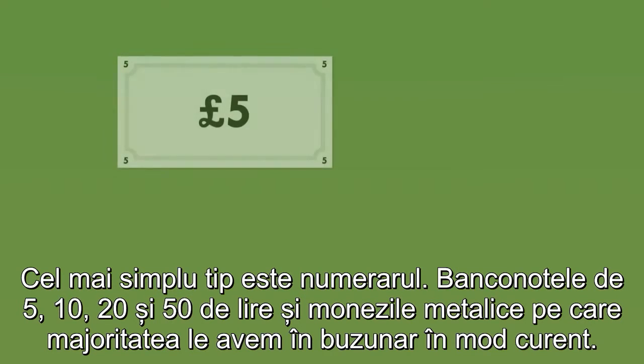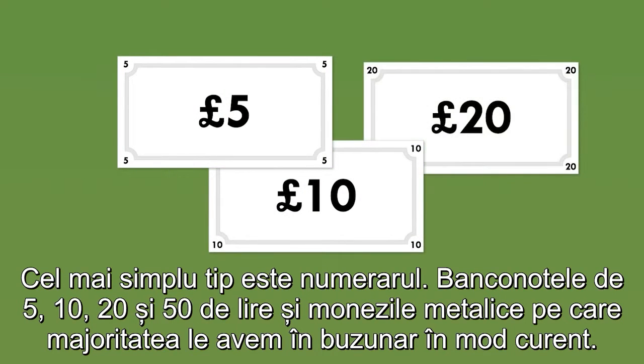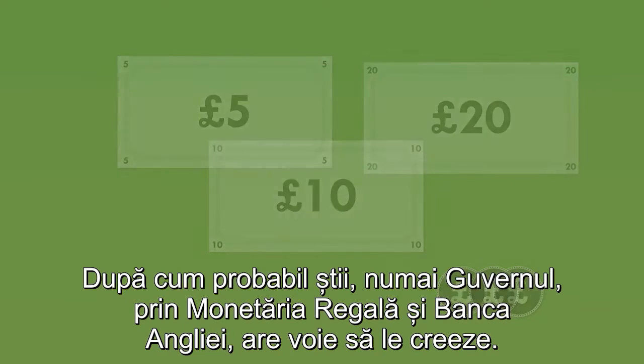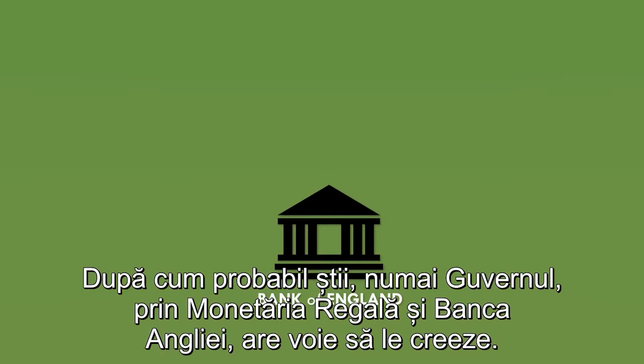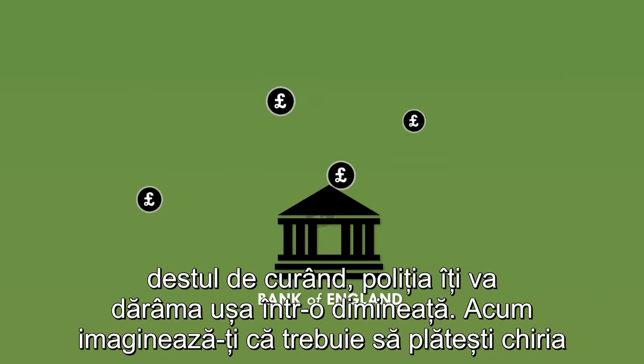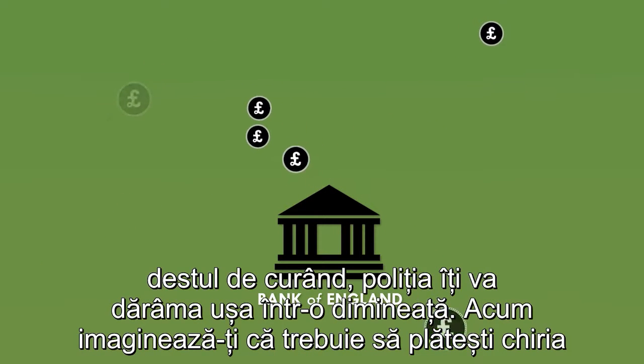The simplest form is cash, the £5, £10, £20 and £50 banknotes, and the metal coins that most of us will have in our wallets at any point in time. As you probably know, only the government, via the Royal Mint and the Bank of England, is allowed to create these. If you try to make your own at home, pretty soon you'll get the police kicking down your door at 2 in the morning.